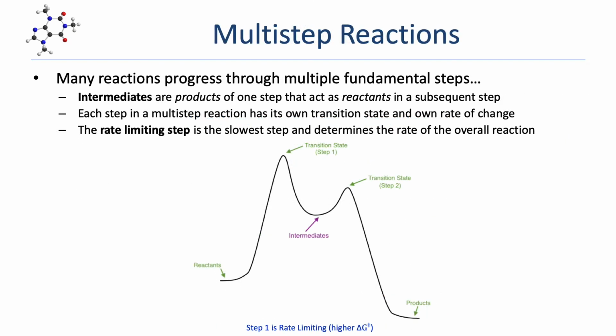Many of the reactions we study in organic chemistry actually progress through multiple fundamental steps. They're considered multi-step reactions. In a multi-step reaction, the initial reactants will undergo some transformation, going through a transition state leading to products. Those products then react further through another transition state to create new products. This process can then repeat, giving rise to multi-step reactions that can be 4, 5, 6, even 7 steps long.